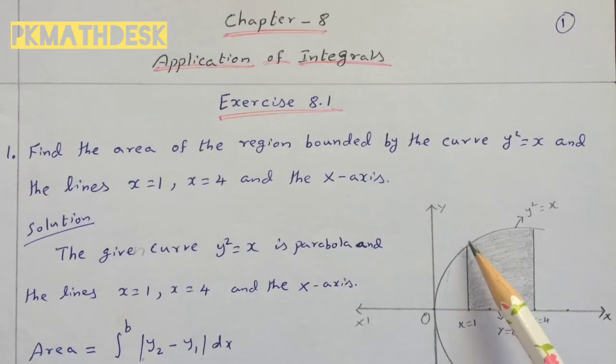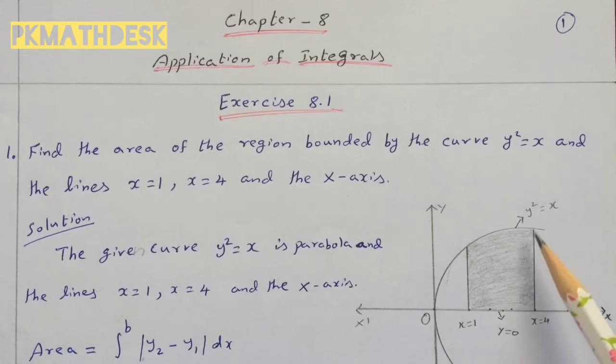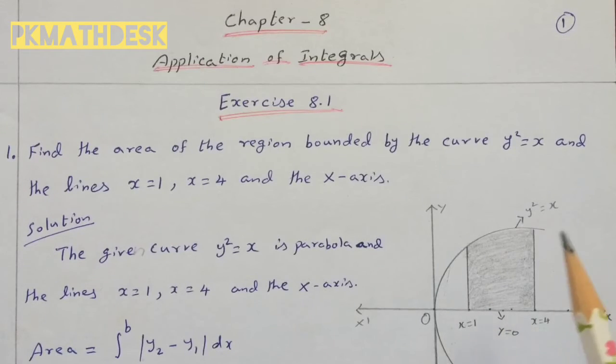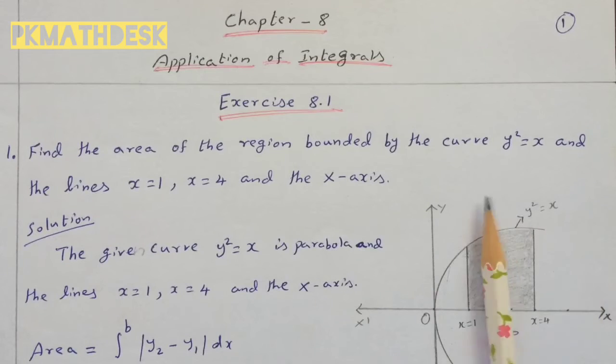This line is x equal to 1, this line is x equal to 4. This is the x-axis, y equal to 0. This is a closed region. We find out the shaded region. The limit is 1 to 4, x equal to 1, x equal to 4. This is a moving limit.